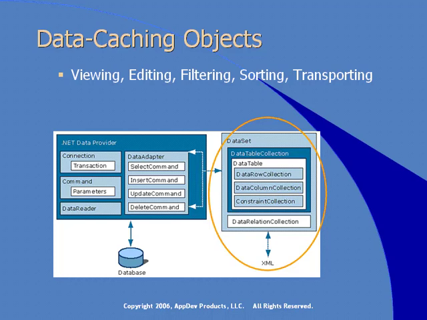And in addition, these objects, the data set and the data table, provide very easy conversion back and forth to and from XML. So you can load up data from XML into a data set or a data table, and you can write data out as XML from a data set or a data table, making it very easy to communicate your data back and forth between various components.